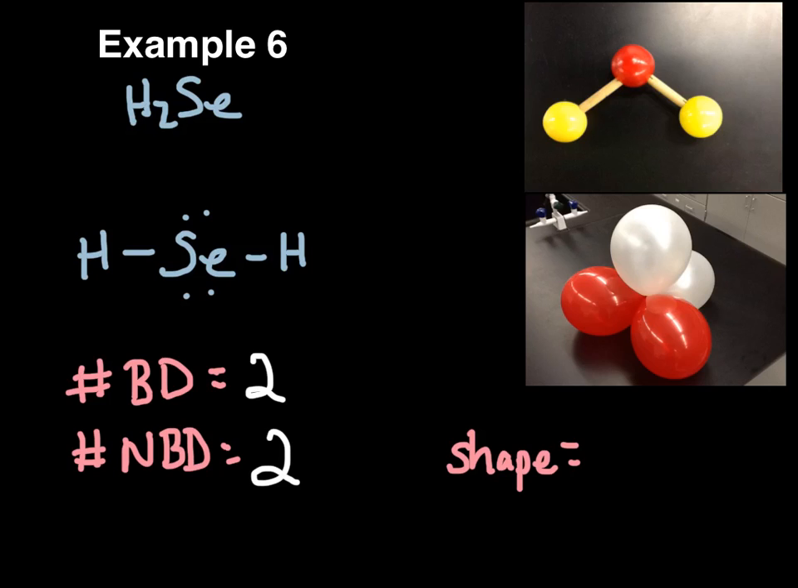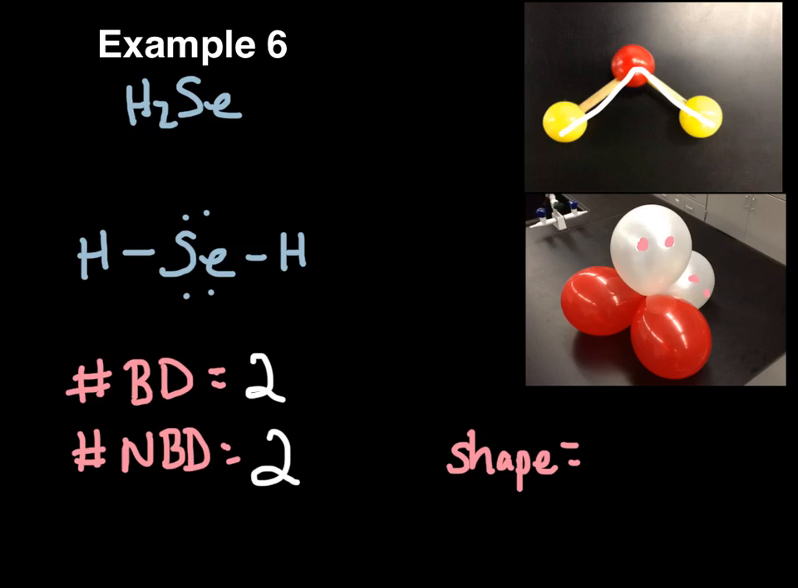This would be the ball and stick model right up here, and you can see what the shape looks like. It's all laying flat on the table, and what that ball and stick model does not show are these electrons that are right up here. Draw those in pink. Those unshared pairs of electrons are the white balloons.